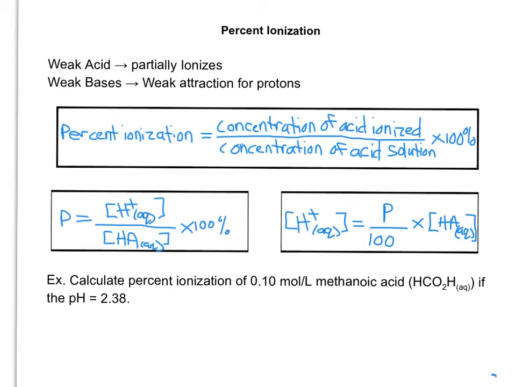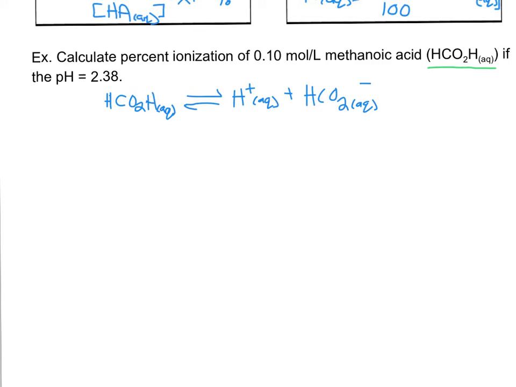So in our first example, and our only example we're going to do in this lesson, we're going to calculate percent ionization of 0.10 mole per liter of methanoic acid, which we have the formula for right here, if the pH is 2.38. So first thing we should do is write out how our methanoic acid is going to ionize. So when it ionizes, it's going to do something like this. And because it's a weak acid, it is making an equilibrium. We know those weak acids make an equilibrium between the acid in solution and the ions in solution.